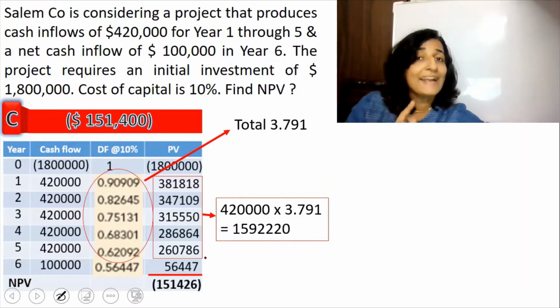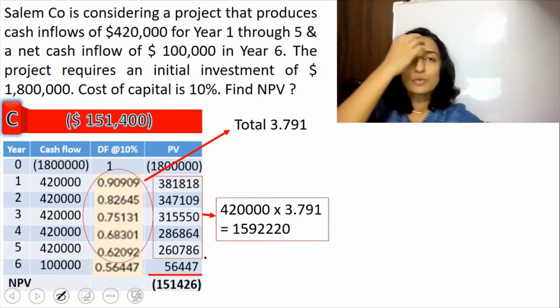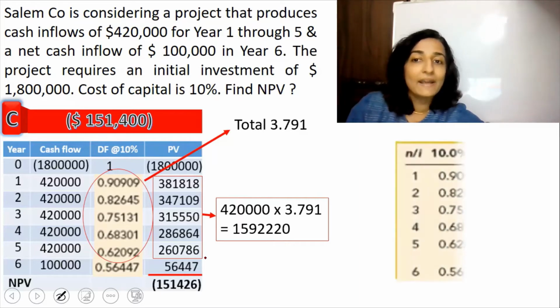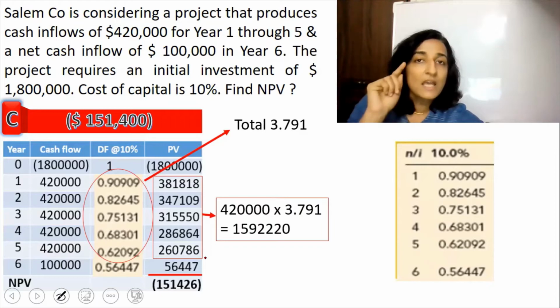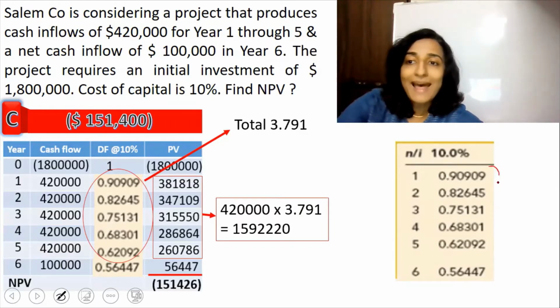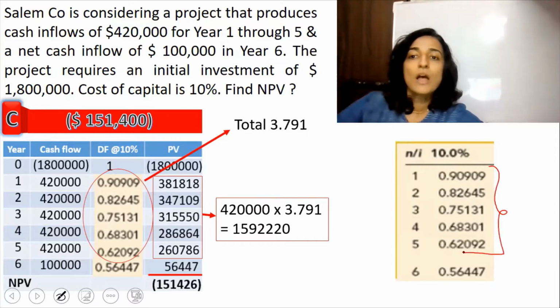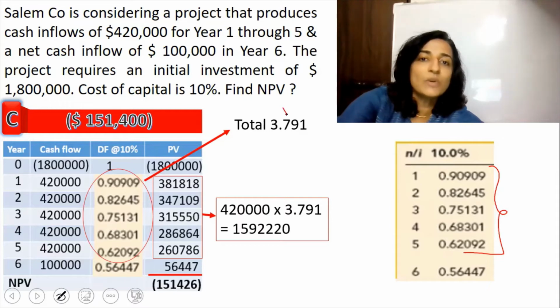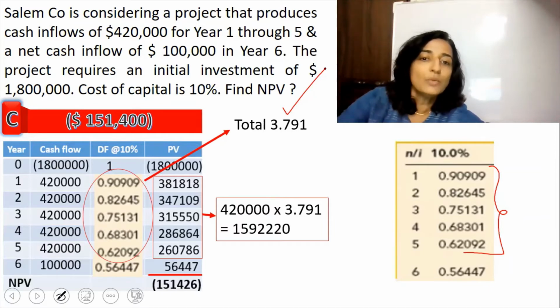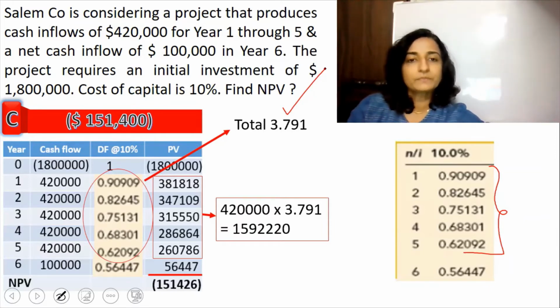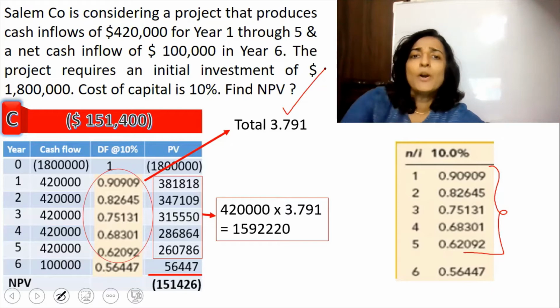So whenever you have identical cash flows, I want you to add the present value factors of those years. In this particular case, 420,000 is repeating from year 1 to 5. So add the present value factors from year 1 to 5, get the answer. In this case, it's 3.791. Add it and then multiply it with 420,000. In one shot, you will get the answer.